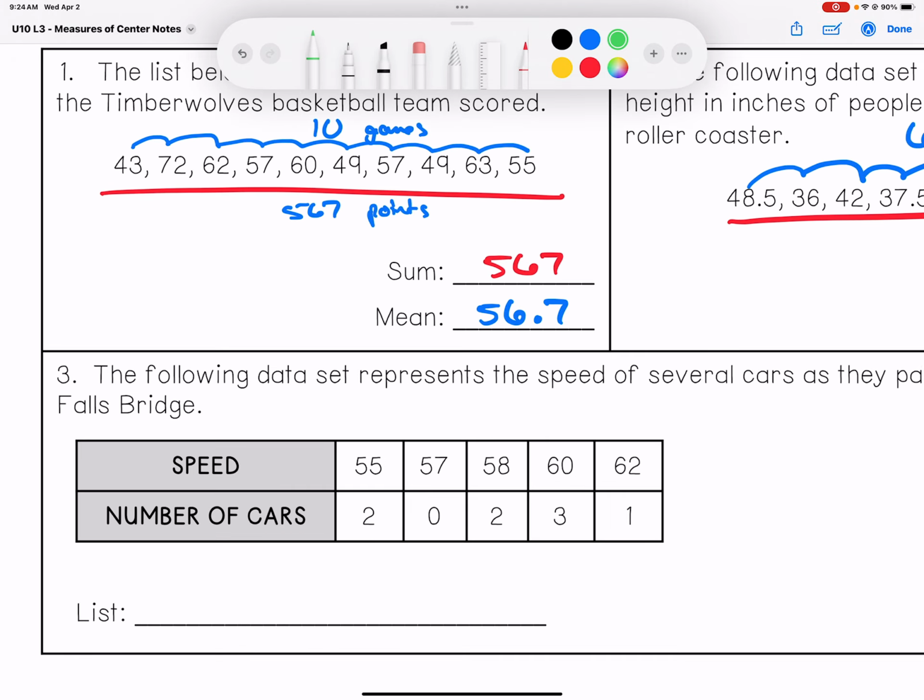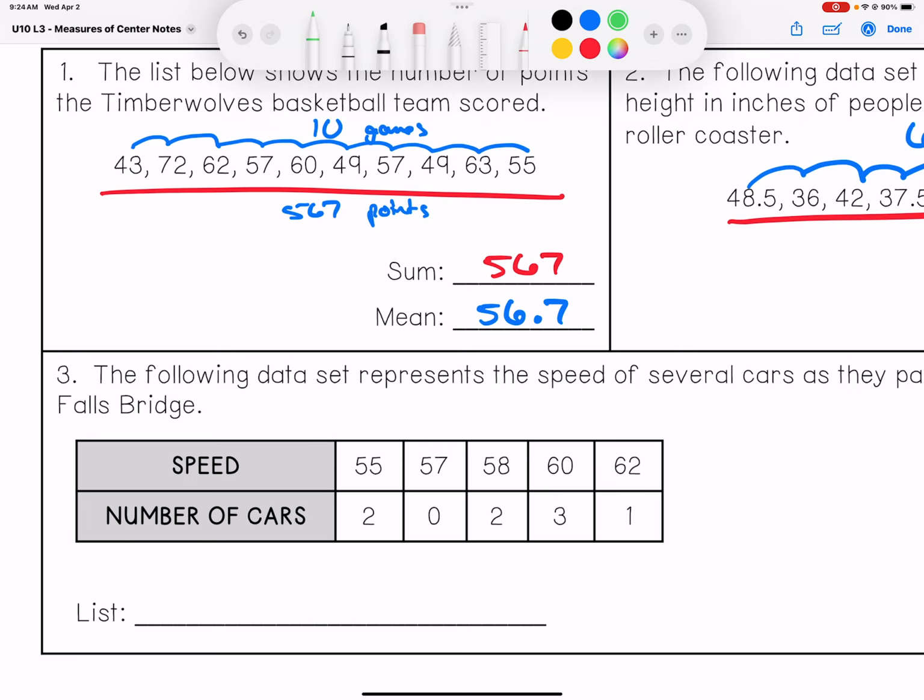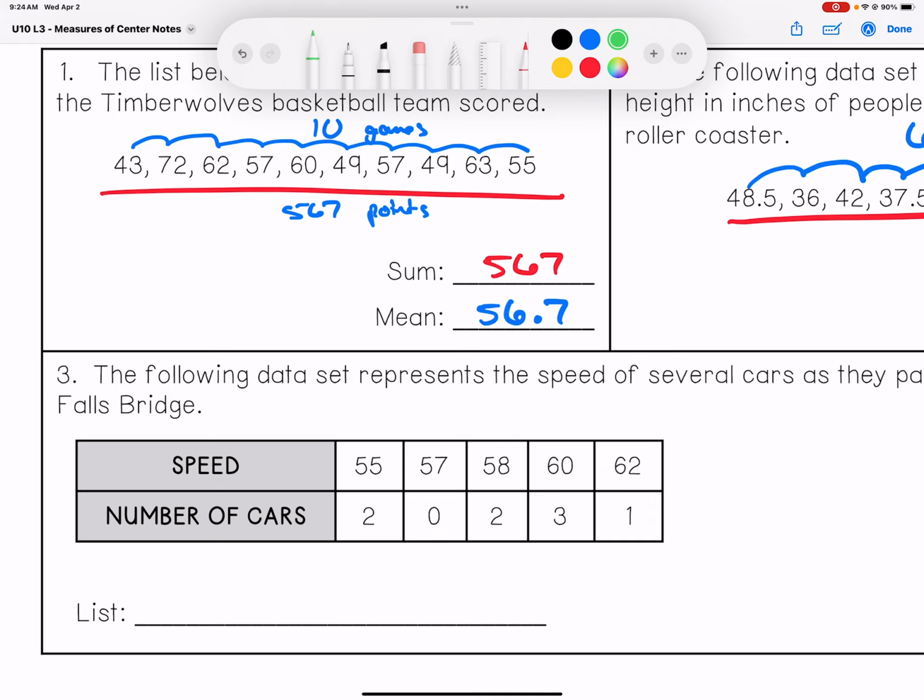The following data set represents the speed of several cars as they pass over Widow Falls. So how many cars do we have? I don't know. It's a little bit different. We have 2 plus 0 plus 2 more, that's 4, plus 3 more, that's 7, plus 1 more, that's 8 total cars.